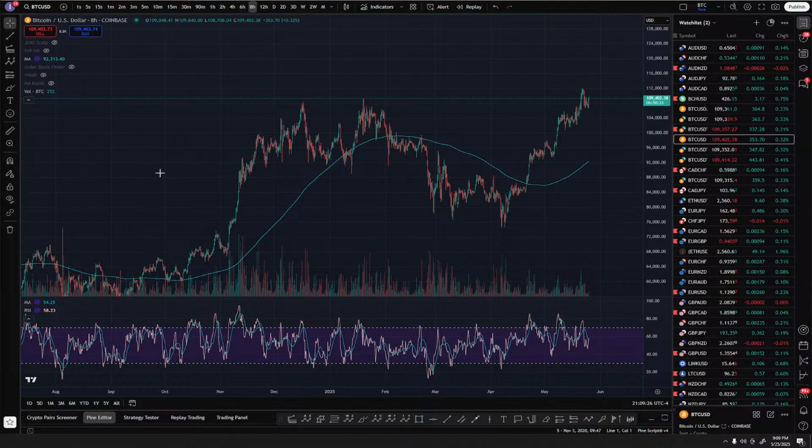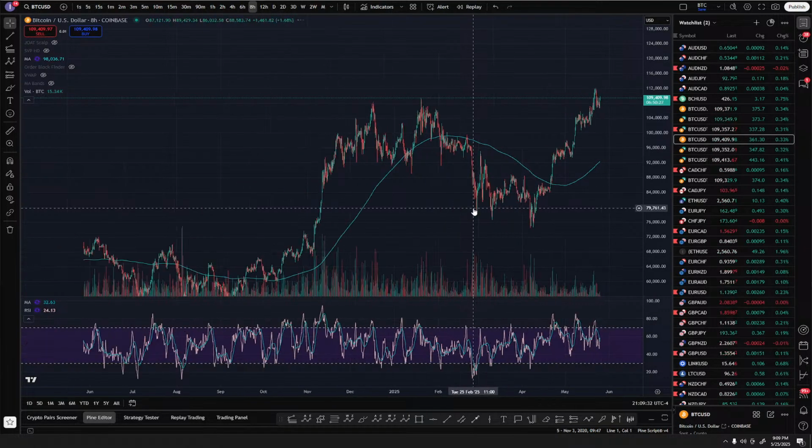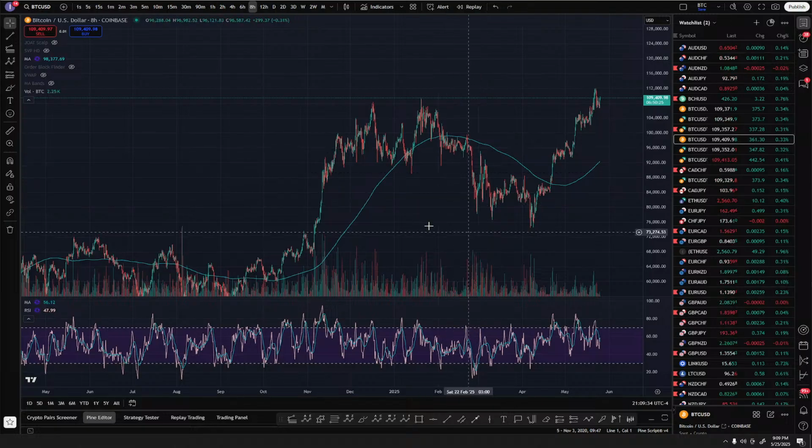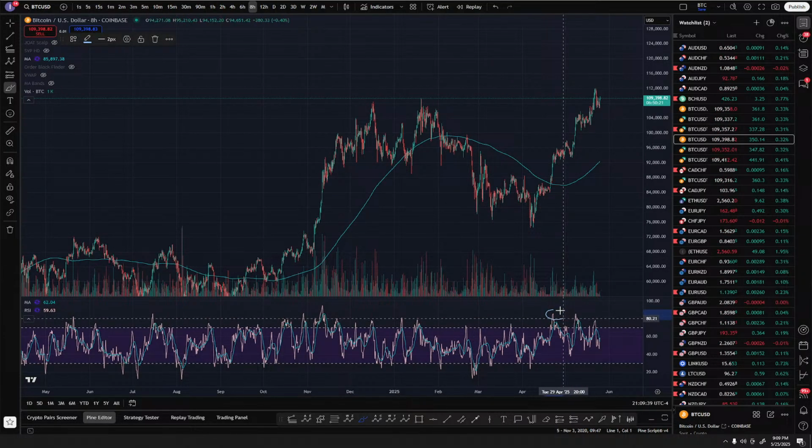Looking at the 8-hour chart, we are very overbought. We got overbought right here on this move to the upside. We came down and reset that RSI with a hidden bull divergence, which is indicative of a wave 4, generally speaking, when you get the hidden bull like that.